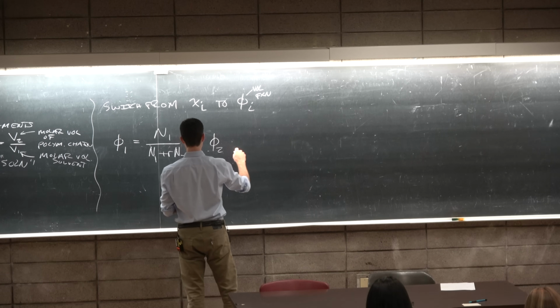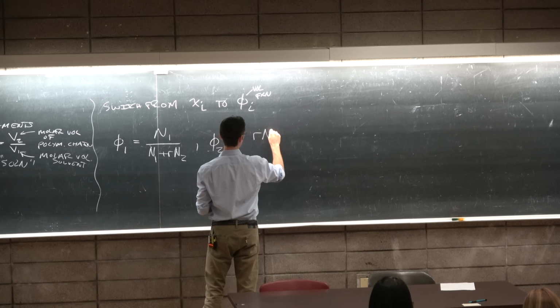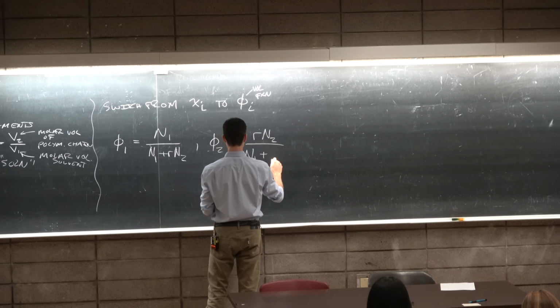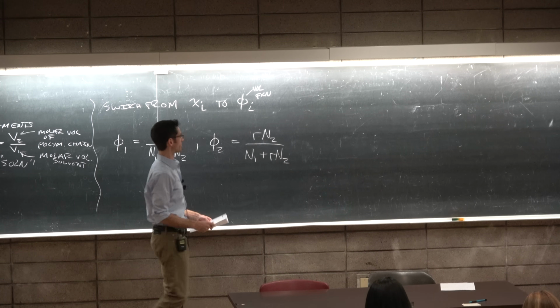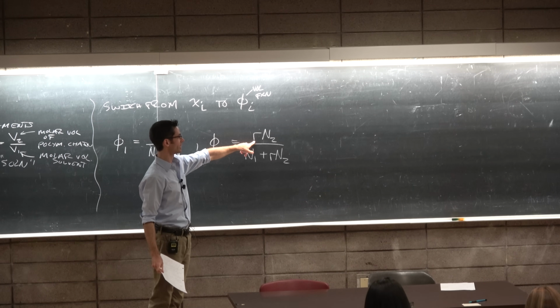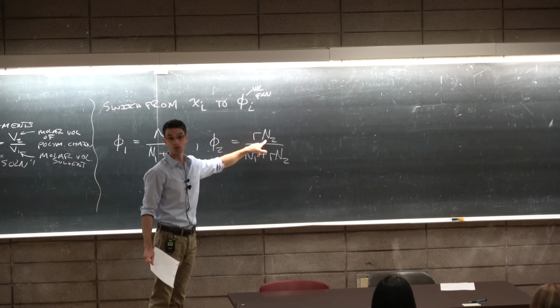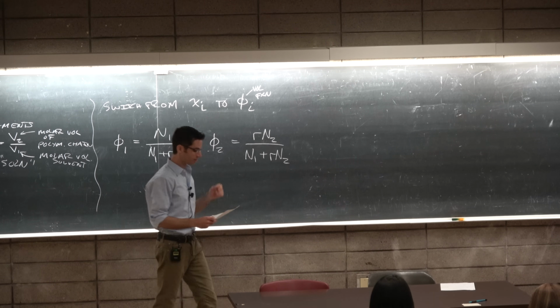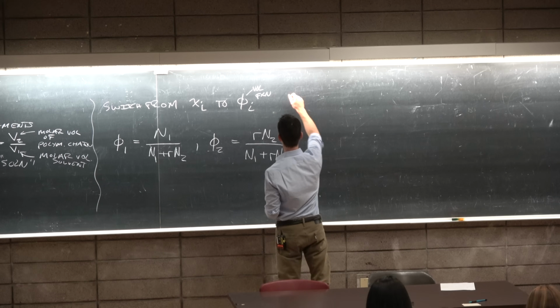And for phi 2, we have R N2 over N1 plus R N2, where this is the length of the chain times the number of chains. So that's the total number of sites occupied by polymer molecules divided by, again, the total size of the lattice.